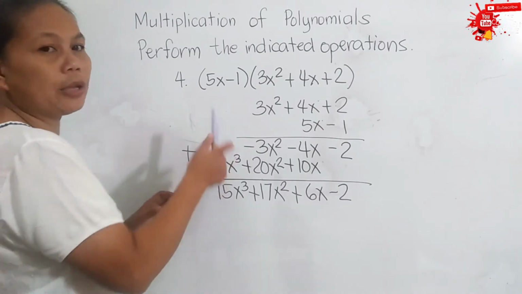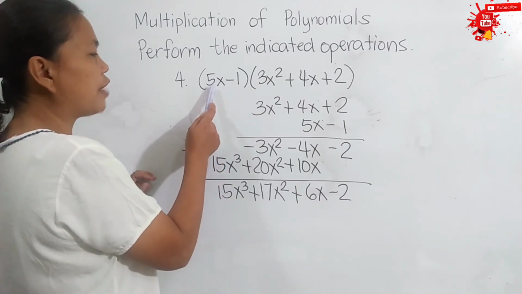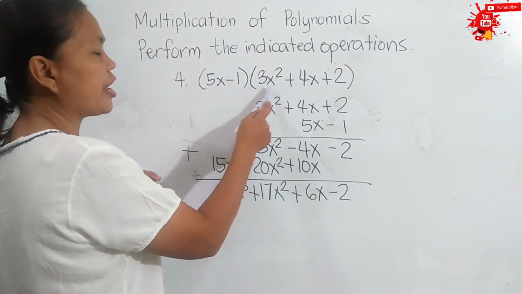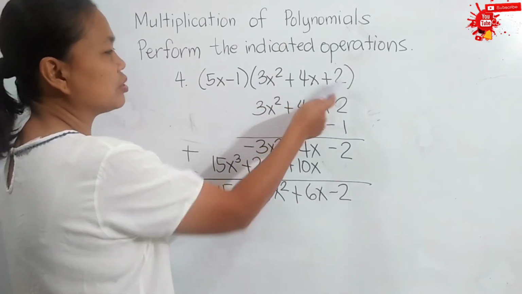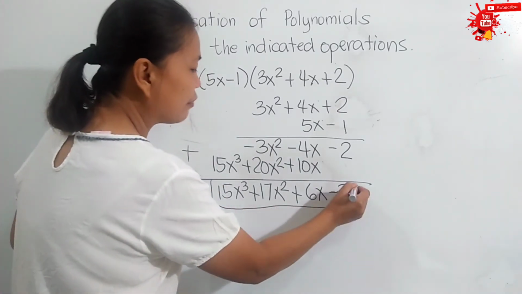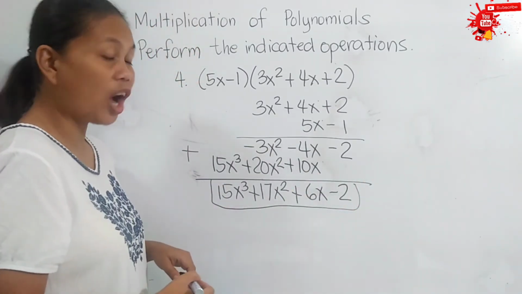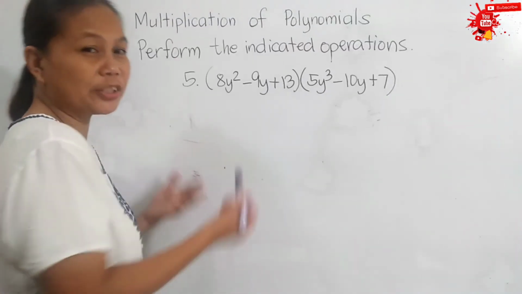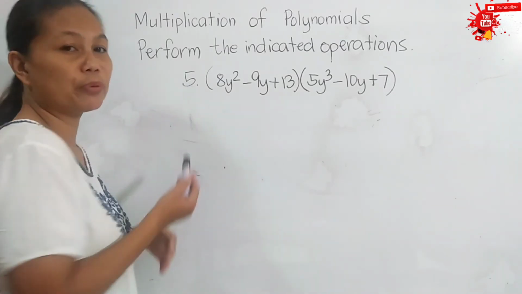So therefore, the product of the binomial 5x minus 1 and the trinomial or polynomial 3x squared plus 4x plus 2 is 15x cubed plus 17x squared plus 6x minus 2. Now, let us continue with our example number 5.